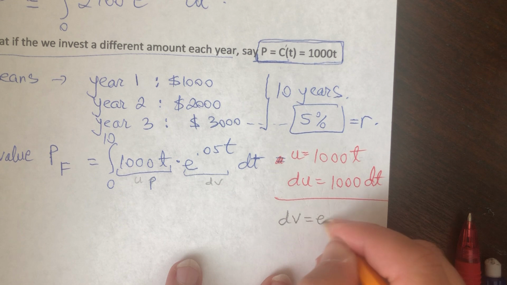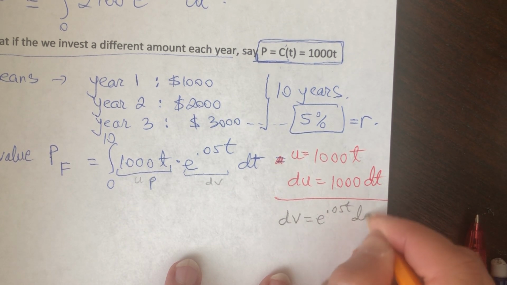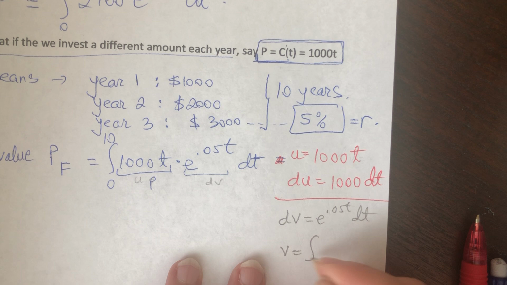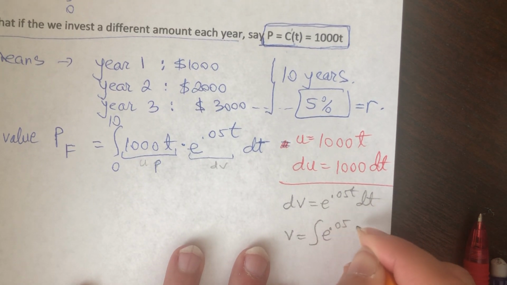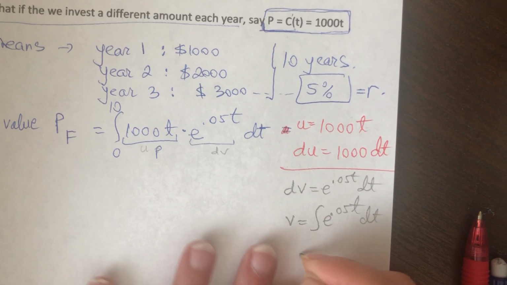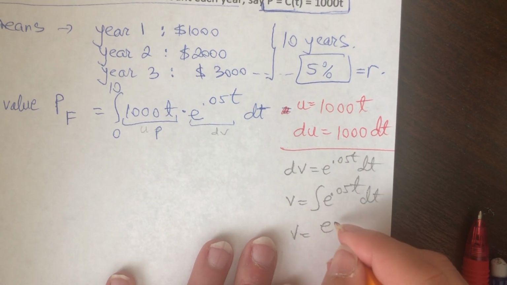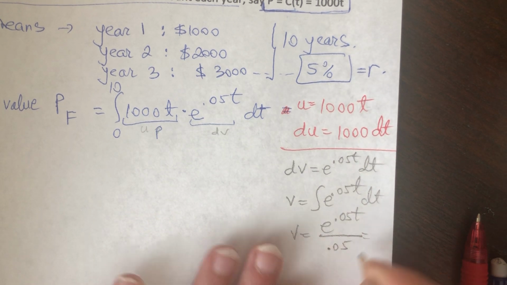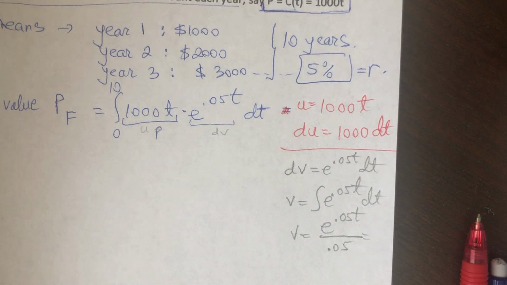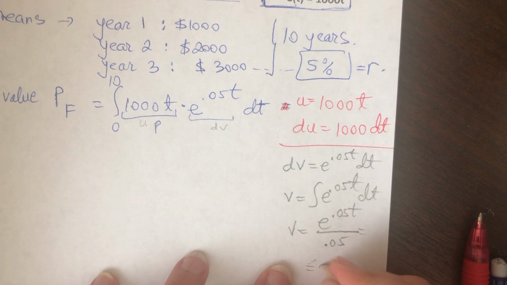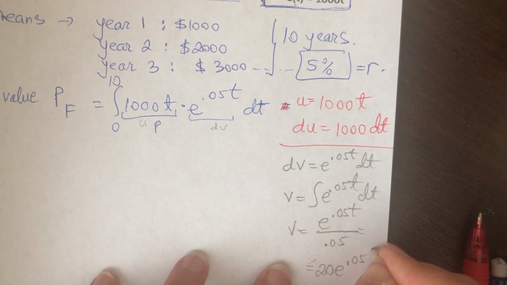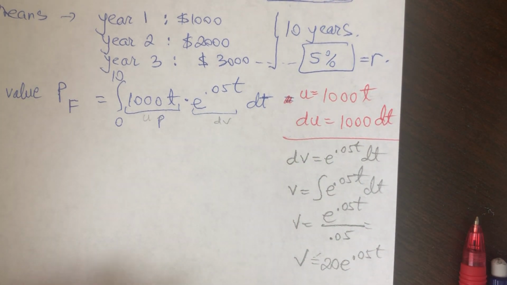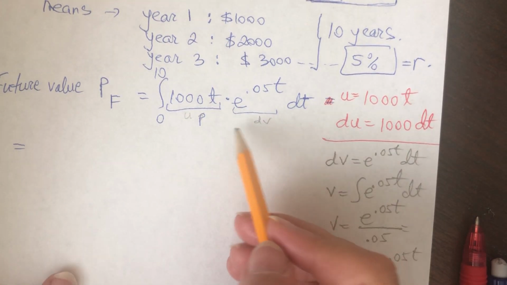So dv is e to the 0.05 t dt. So that means v itself is the integral of it. And the antiderivative of it is e to the 0.05 t divided by 0.05. And when you divide 1 by 0.05, you should be getting 20. But I will double check. Yes, that's 20 e to the 0.05 t. All right, that's your v. Great. So I'm going to play my game.